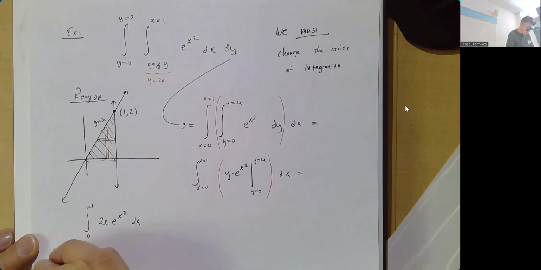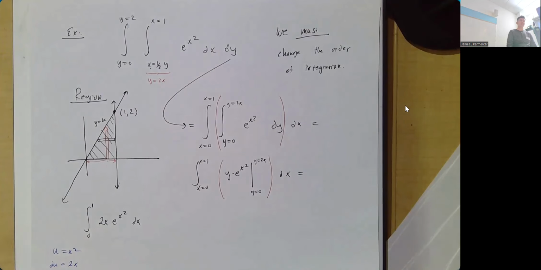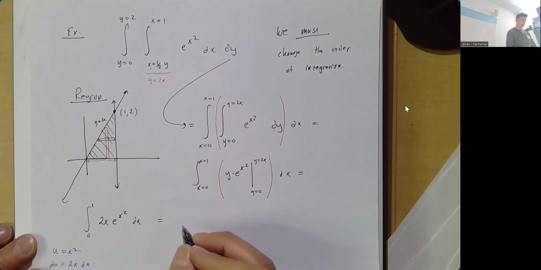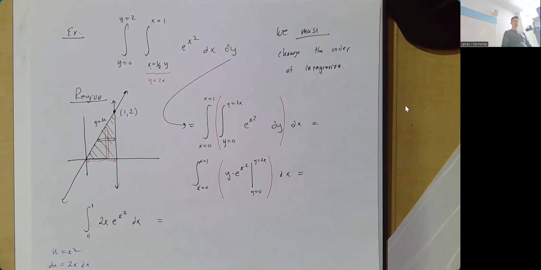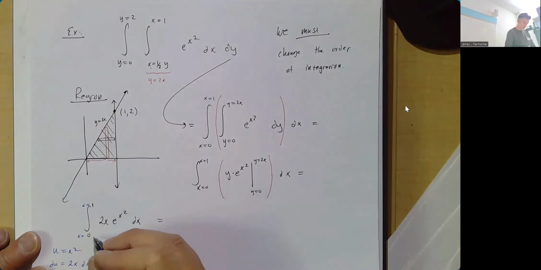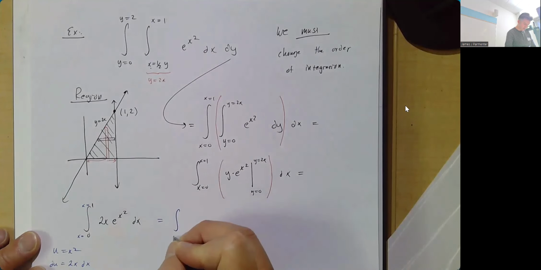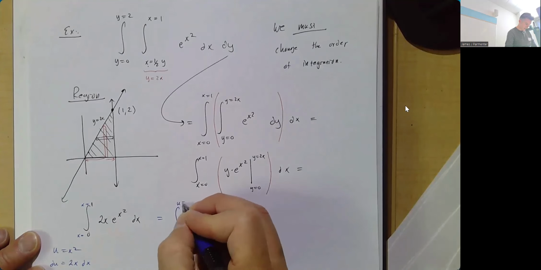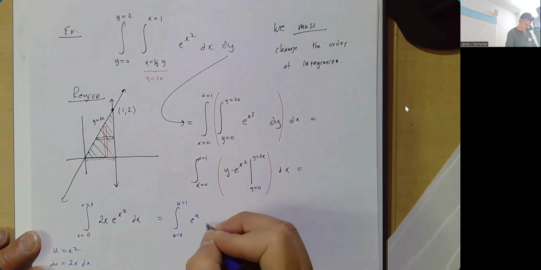So if we pick u equals x squared, our du is exactly 2x dx. So this integral becomes, now check this out. I'm actually going to change the limits of integration here, but they're not going to change at all, because if x is 0, then u is 0, and if x is 1, then u is 1. But I am going to write that because I want to be clear. So I'm going to go from x equals 0 to x equals 1. Now I'm going to go from u equals 0 to u equals 1 of e to the u du.